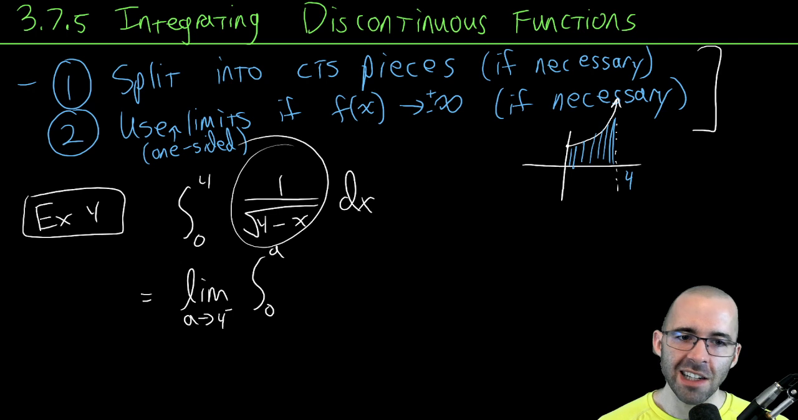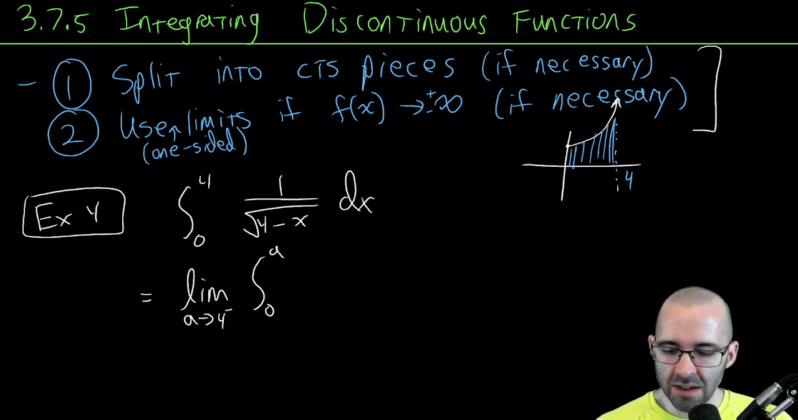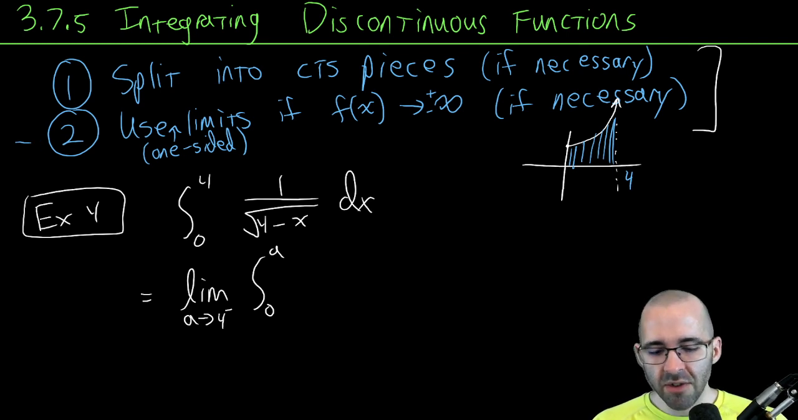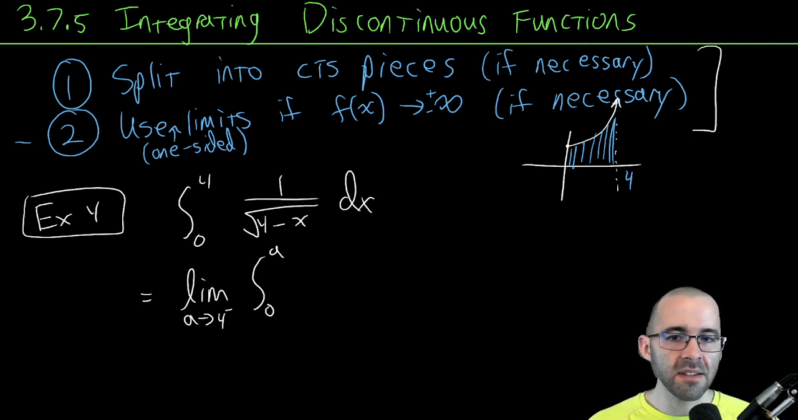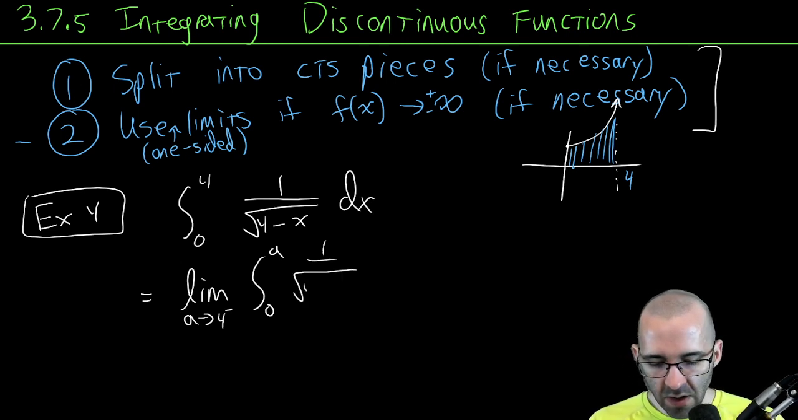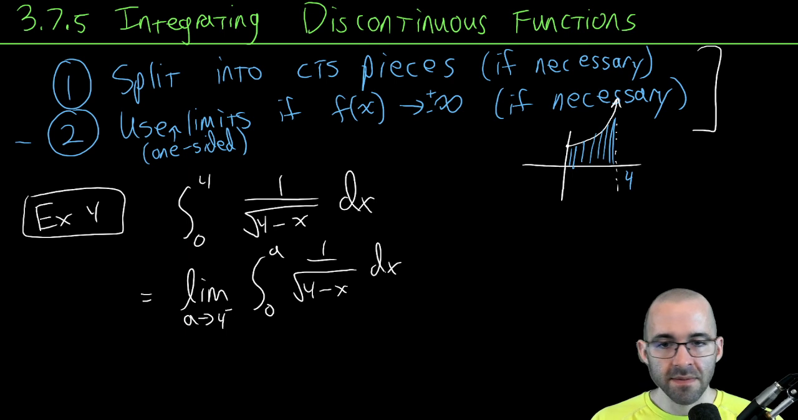Turns out here we can cheat and we actually could get away with it. But in general, you're not always going to be able to do this. So that's what this step 2 means. Okay, this blue 2. Use one-sided limits if the function goes to either positive or negative infinity. And it does here. So we're going to write it in this form. Square root of 4 minus x dx.